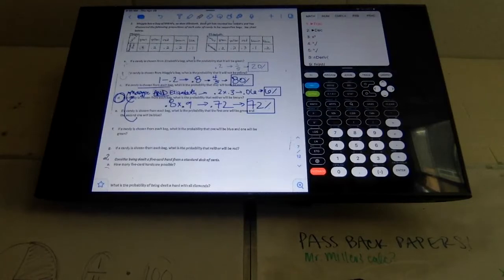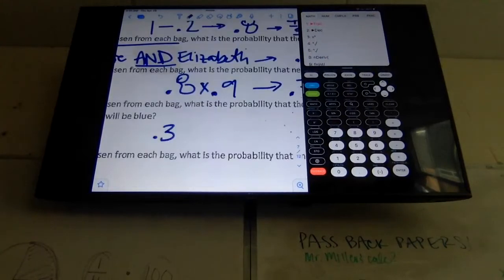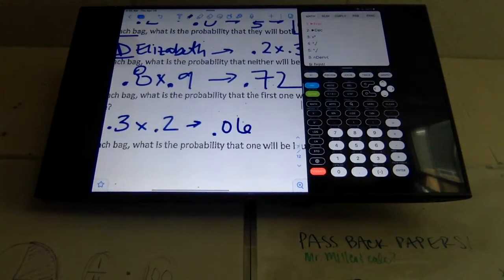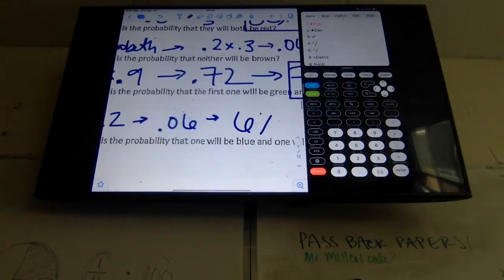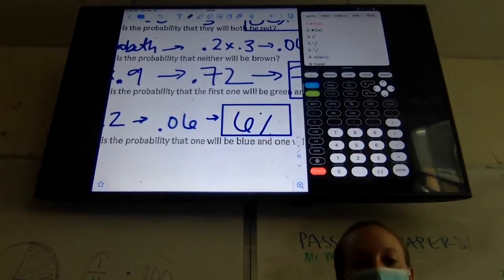And then what's the probability the second one will be blue? So we get a blue from Elizabeth? 0.2. So we're gonna say 0.3 times 0.2, which we've already done, is 0.06, which is 6%. Okay. Everybody hanging in there so far?